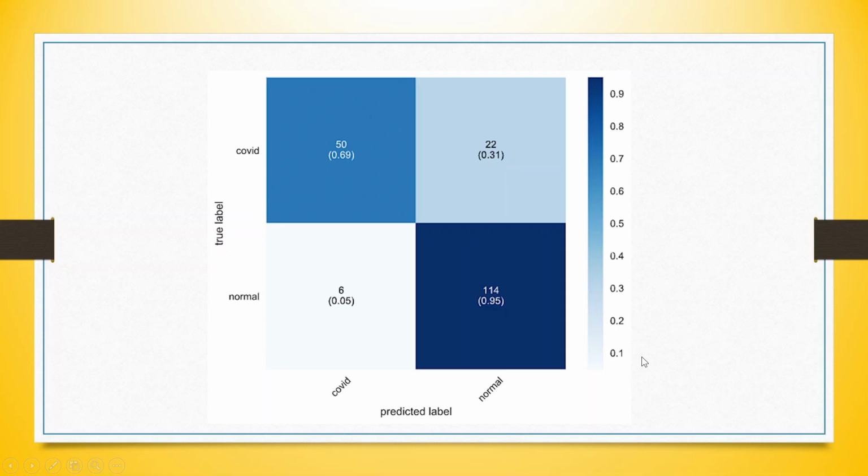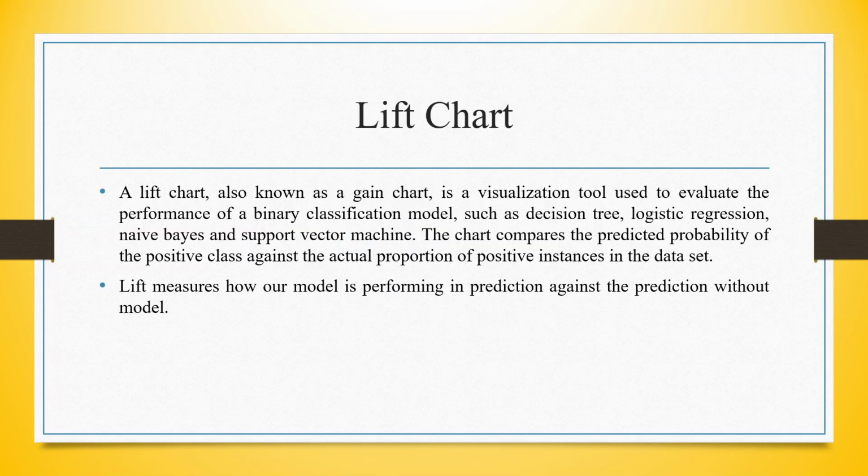Confusion matrix we have already discussed in my previous video. In this video, we are going to generate the lift chart. A lift chart, also known as a gain chart, is a visualization tool used to evaluate the performance of a binary classification model, such as decision tree, logistic regression, naive Bayes, and support vector machine. The chart compares the predicted probability of the positive class against the actual proportion of positive instances in the dataset. Lift measures how our model is performing in prediction against the prediction without the model.